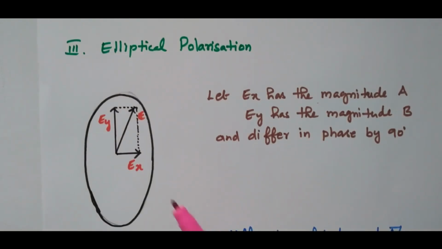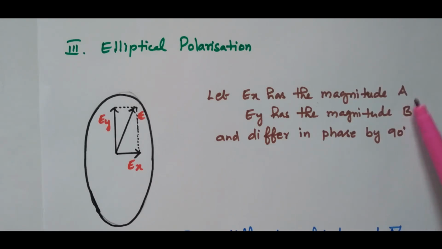Right? So here also same, Ex and Ey available, but having different magnitude, A and B. See this, the Ex is lesser, Ey is higher. So for example, it is written like that. Both the magnitudes are not equal. In circular polarization, both are equal, and it differs by 90-degree. That is same. The phase difference between A and B is 90-degree. Only thing is having different magnitude.